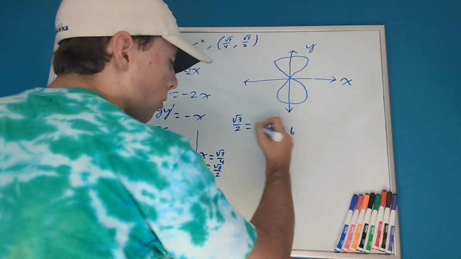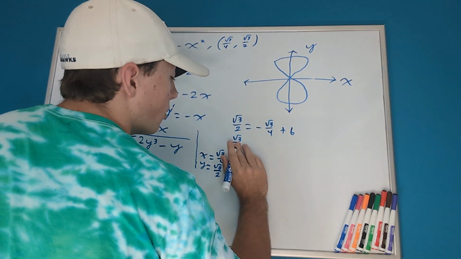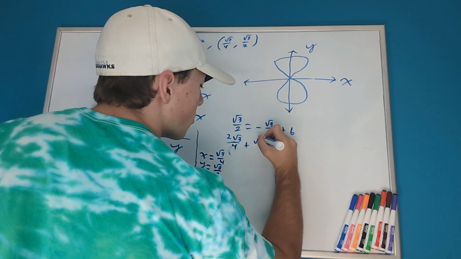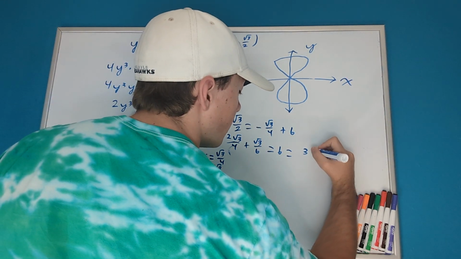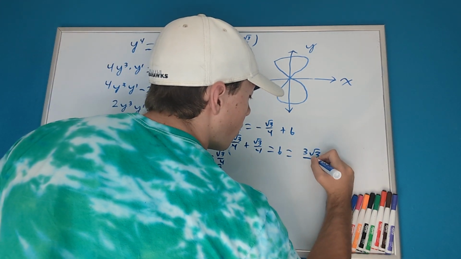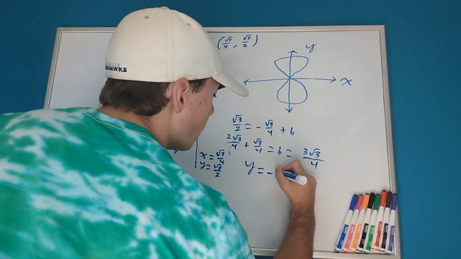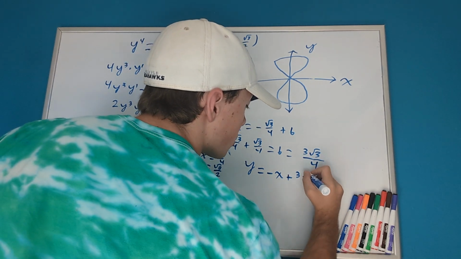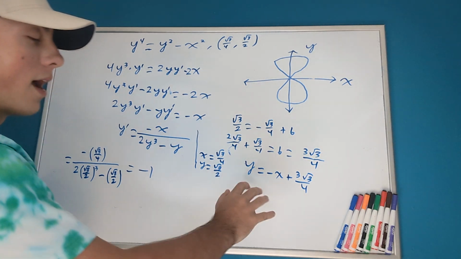Then all we have to do is add onto each side, and we get square root of 3 over 2, or sorry, we'll make this 2 square root of 3 over 4, plus square root of 3 over 4 equals b, and this will equal 3 root 3 over 4. So we get y equals negative x plus 3 square root of 3 over 4. And this right here is our tangent line at that point.